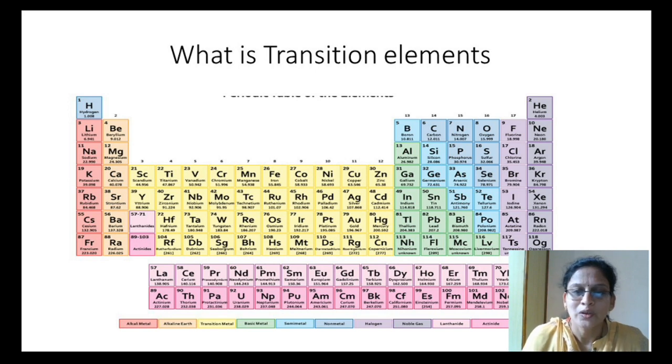When you move to group 12, zinc, cadmium and mercury, in the elementary form the d orbital is completely filled, as well as in the oxidation state the d orbital is completely filled. So they are not transition elements, but they are placed with the transition elements because their properties, especially the chemical properties, are similar to the transition elements, and they are called pseudo transition elements. We'll move to the next slide.